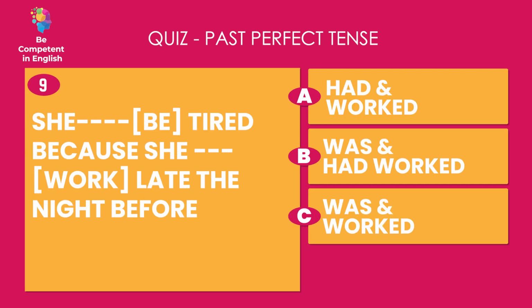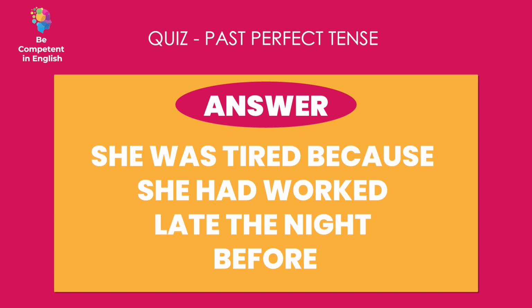Number 9. She be tired because she worked late the night before. The options are A. Had and worked, B. Was and had worked, C. Was and worked. Correct answer B. Was and had worked. She was tired because she had worked late the night before.